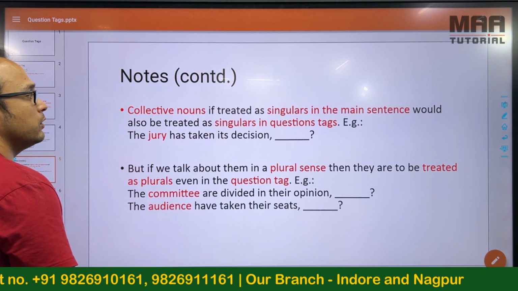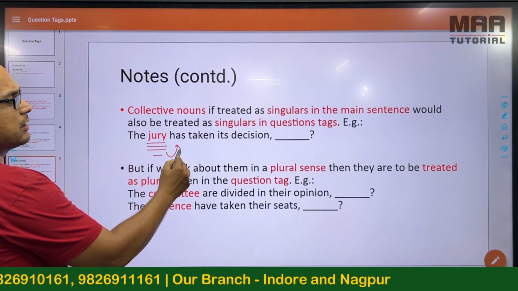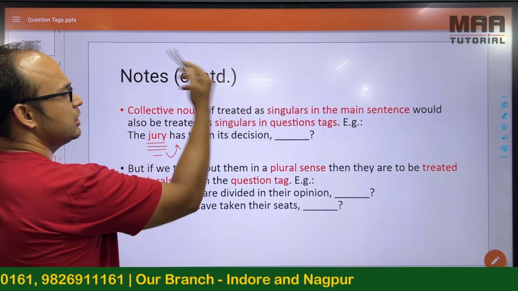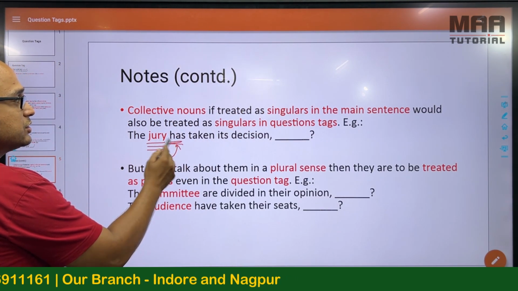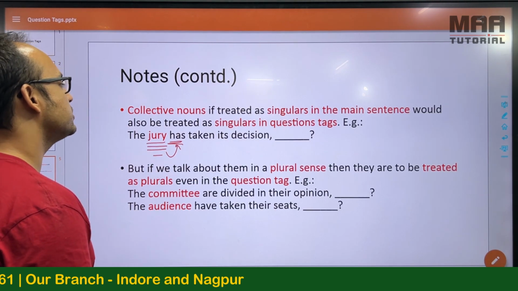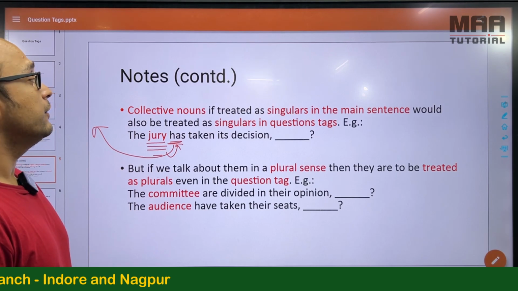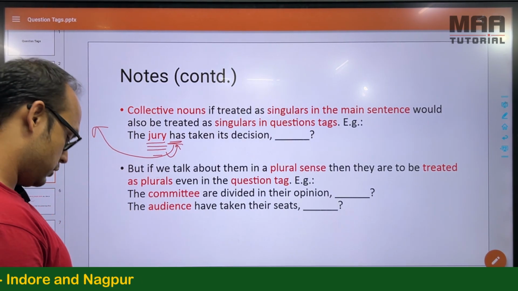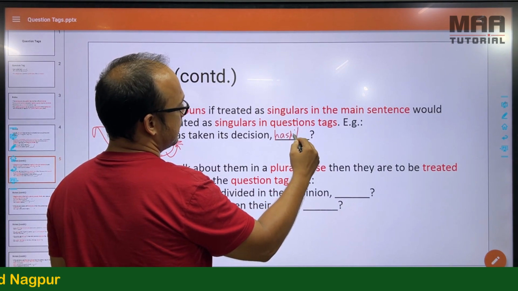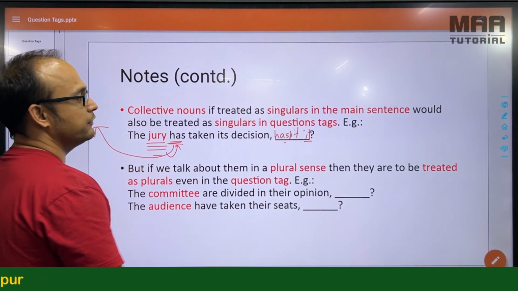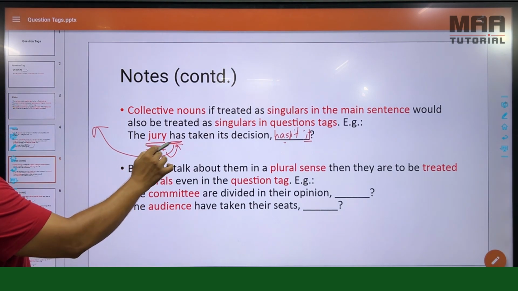Now, what are they talking about? When the collective noun, the jury, is treated as a singular in the main sentence, then it will be a singular in the question tag as well. The jury has taken, it means the jury is being treated as a singular, because you must remember has is the third person singular form. For plural we use have, not has. The jury has taken its decision, hasn't it? The pronoun and the verb both will be singular if the collective noun is treated as a singular in the main sentence.